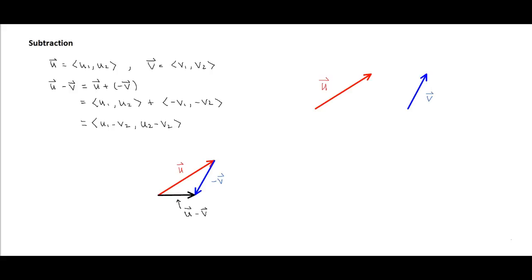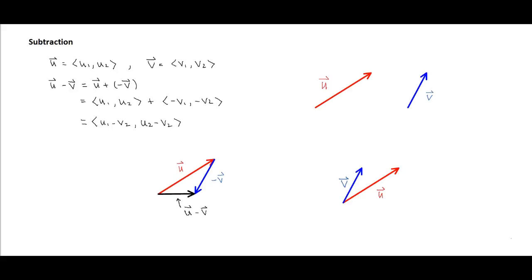For this method, what we do is to put the tails of both vectors together like so. So here we're putting the tails of u and v, not u and negative of v. But when we do that, and if I draw another vector from the tip of v to the tip of u, we get exactly the same vector that we got before. So this is another way of trying to find u minus v geometrically.